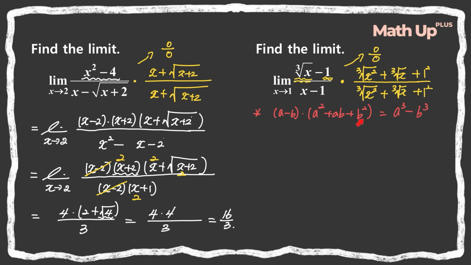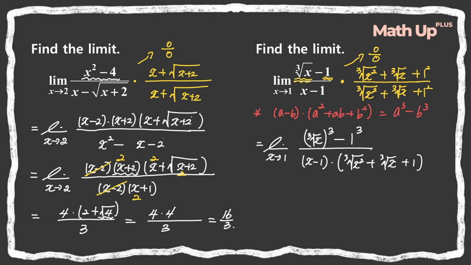So using this formula right here, this expression times this is equal to a cubed minus b cubed. This expression times all of this expression is equal to cube root of x cubed minus 1 cubed. So that is equal to the limit as x approaches 1, we have cube root of x cubed minus 1 cubed. And for the denominator, we have x minus 1 times (cube root of x squared plus cube root of x plus 1), right?